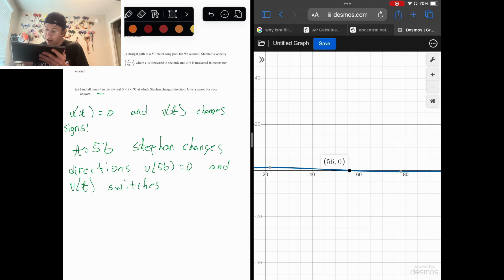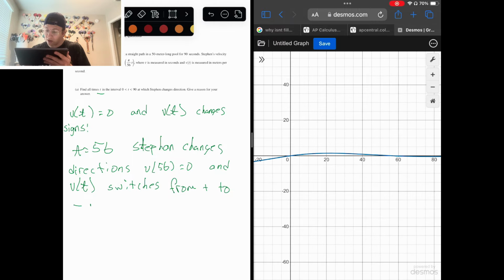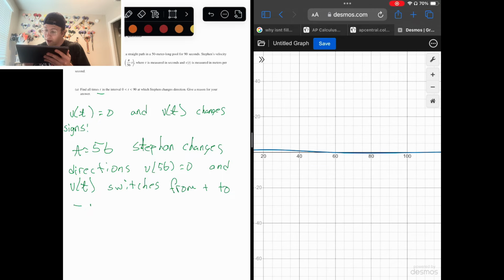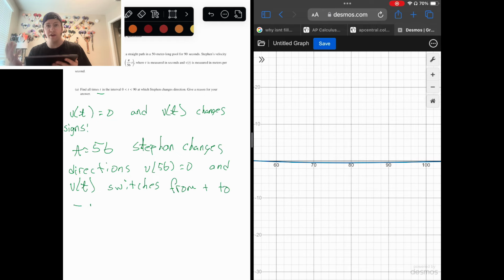Notice it is all positive values before it hits 56, and it's all negative values after it. So it switches from positive to negative. Let's check, is there any other time? That's all above the x-axis, then it hits 0, and then after that point, what happens? Oh, it's still negative, and it's negative when it hits 90. So that's our only time. All right, so that is part A done.